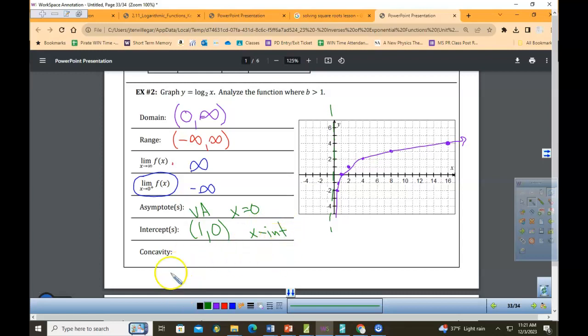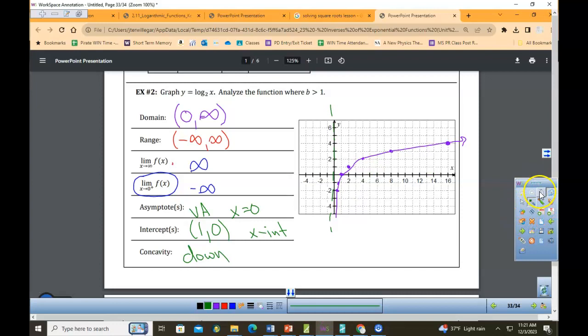And concavity, well, when you look at it, it is always down. It's concave down, because it's curved like that. The bear can't live there, it'd fall out.